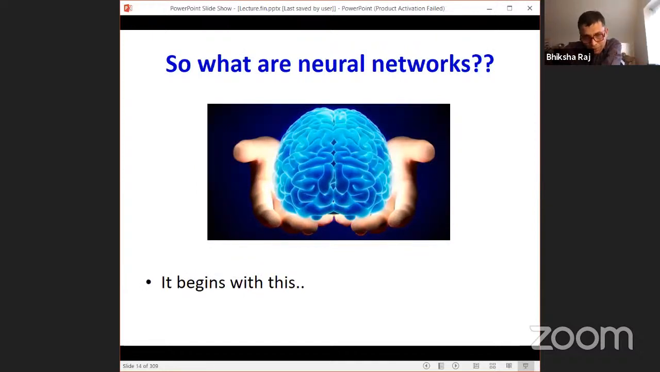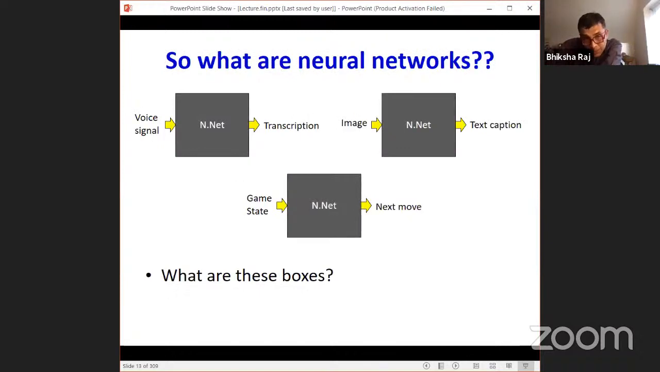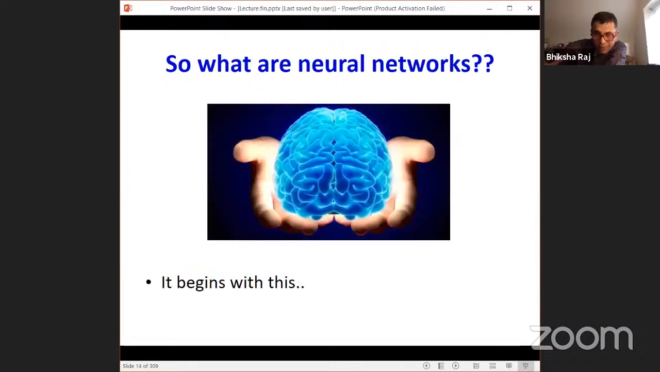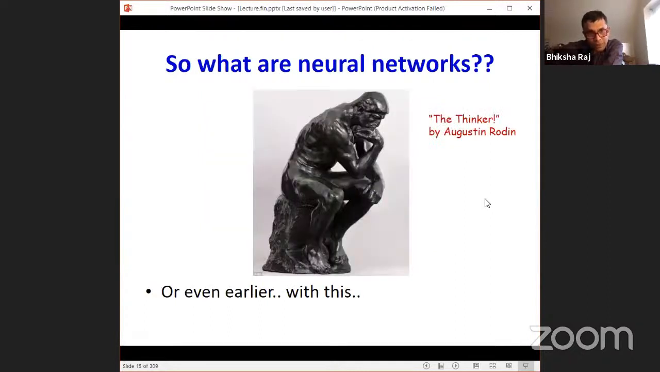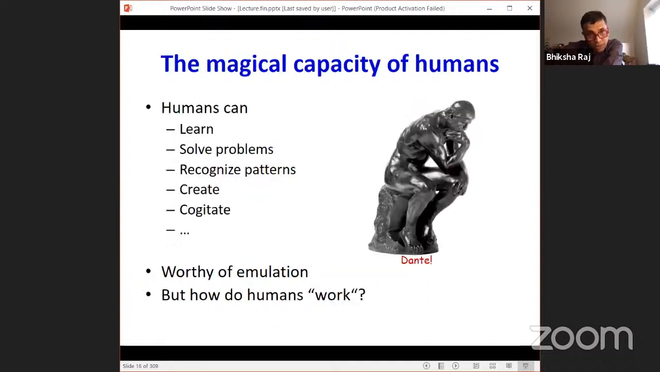So to understand that, maybe we should begin by going to the root of the problem. Now, all of these tasks that we spoke about just now, transcribing speech, recognizing speech, captioning images, playing games, these are fundamentally human tasks powered by the human brain. So maybe to understand how one could do this automatically, you begin by looking at the human brain, or even before that, the process of human cognition. We are able to do all of these amazing things because we have the ability of cognition. We can learn, we can solve problems, we can recognize patterns, we can create, we can just sit in one place and cogitate. So this is what cognition allows us to do.